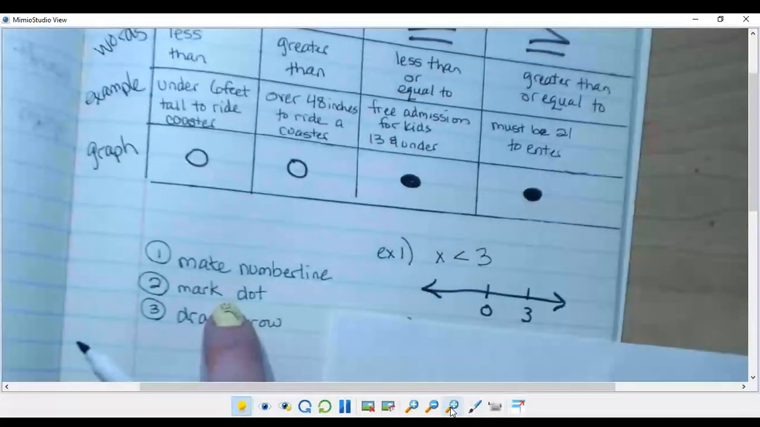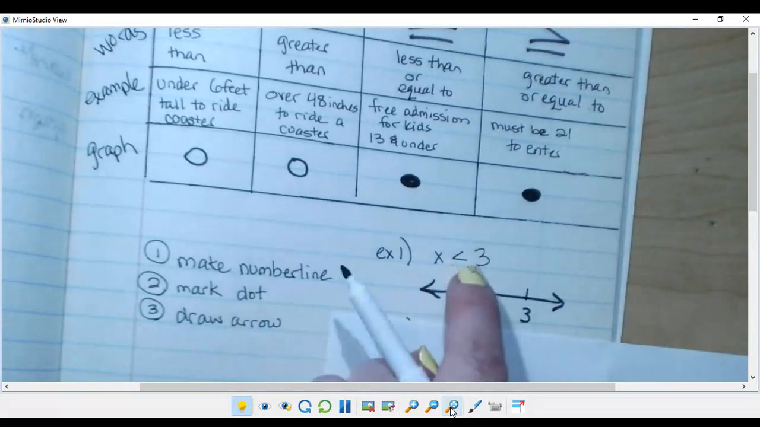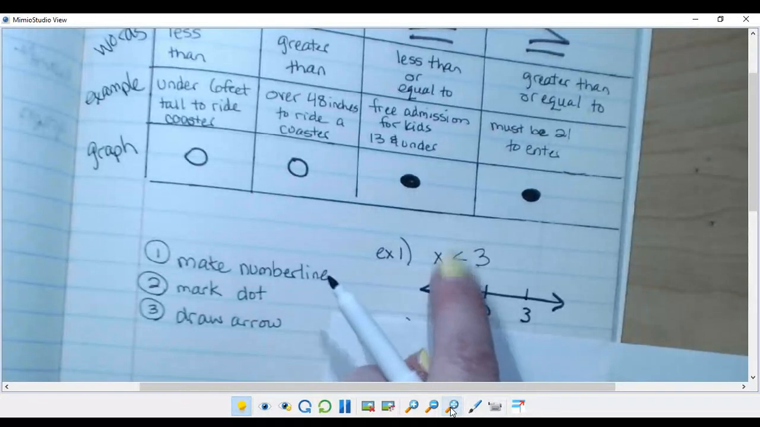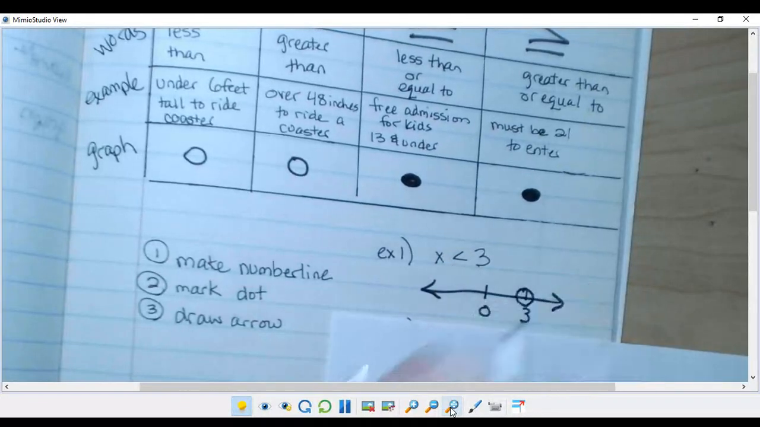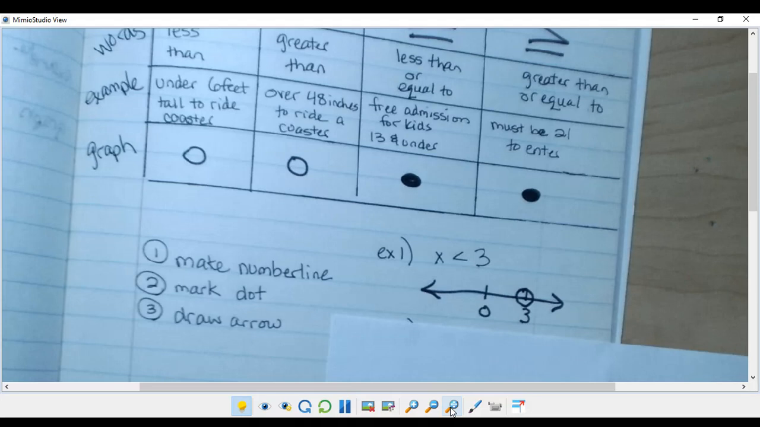Okay, we're going to mark a dot at that number, right? 3 is in the problem. This does not have an equal sign with it. It's just the less than. So I'm going to put an open dot. Now, I made that dot ridiculous.